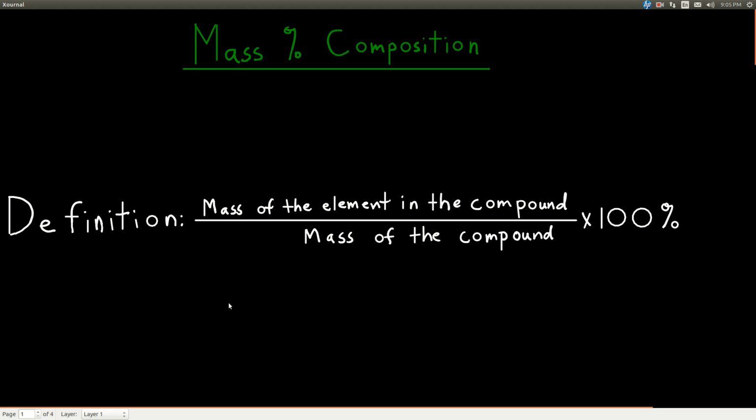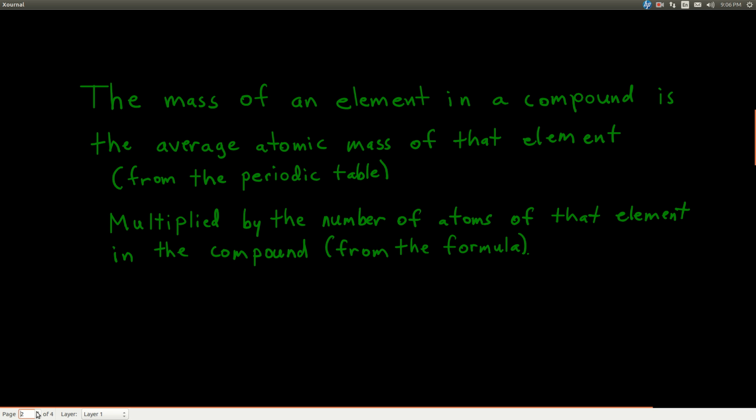Alright, so hey there, this video is on how to calculate the mass percent composition of an element in a compound if you know what the formula of the compound is. So let's start out with the definition of mass percent composition of an element in a compound. It's just the mass of that element that's in that compound divided by the total mass of that compound times 100%. So we need to know basically two numbers: how much that element in that compound weighs and how much that compound weighs. So let's look at that.